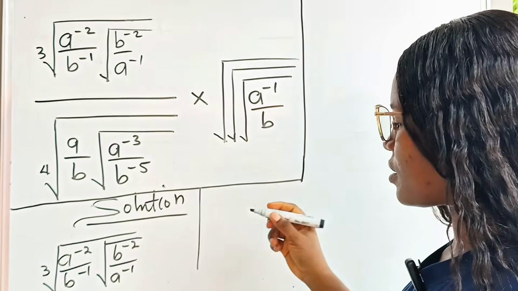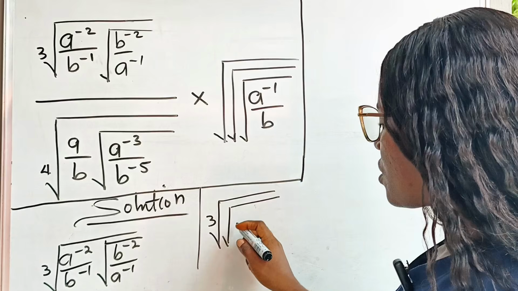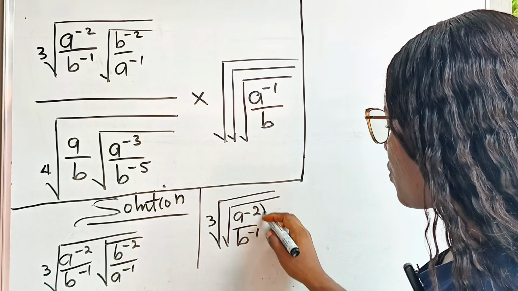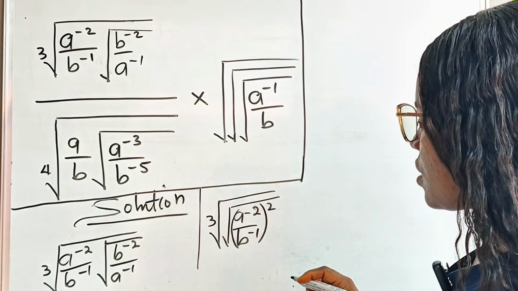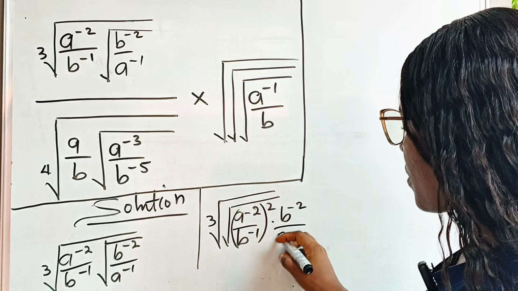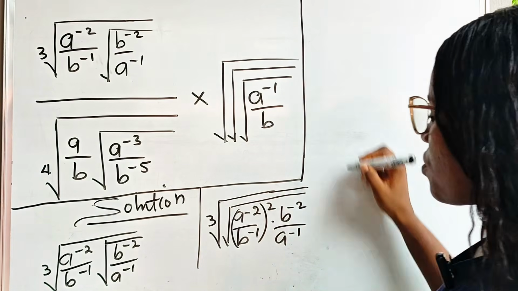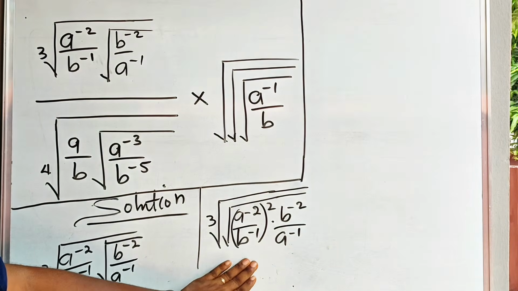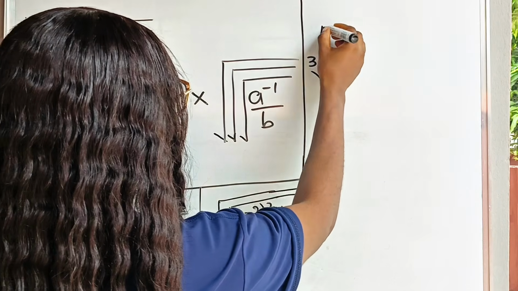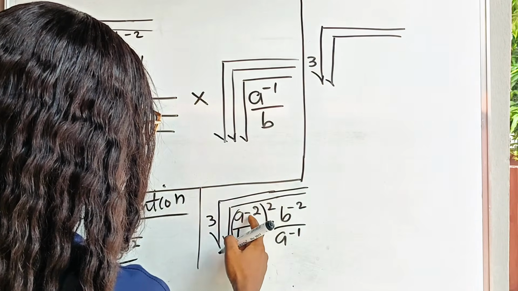then we can write this as the cube root of the square root of a raised to the power of negative 2 divided by b raised to the power of negative 1, all squared, multiplied by b to the power of negative 2 divided by a to the power of negative 1, right? So moving forward, we can rewrite this as the cube root of the square root of a to the power of negative 2.